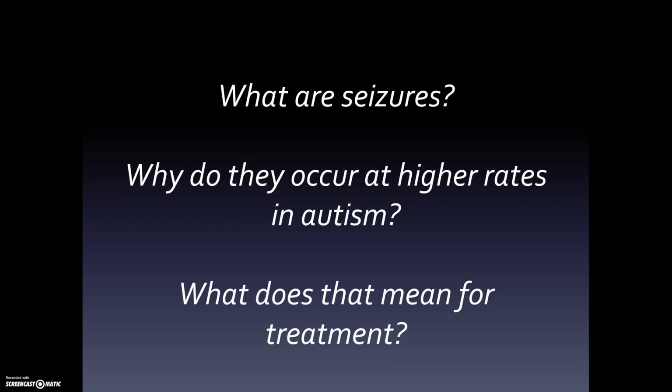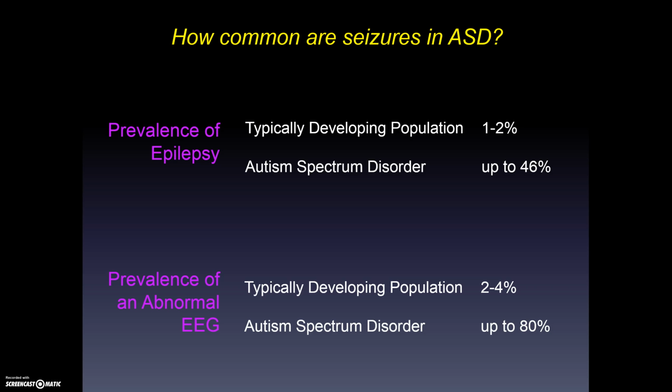So what are seizures? Why do they occur at higher rates in autism? And what does that mean for treatment? We know that seizures are very common in individuals with autism. So the prevalence of epilepsy, and epilepsy is a term that refers to the occurrence of more than one seizure in an individual's lifetime. The prevalence of epilepsy in the typically developing population is estimated at 1 to 2%, and in those with autism has been estimated in some research studies to be as high as 46%.